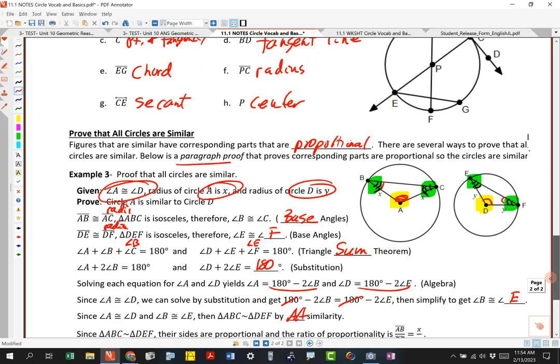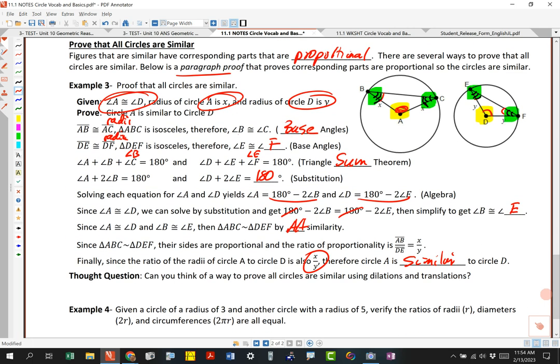I guess so. I'm going to come down here and I'm going to show you a different way. So the thought question says, can you think of a way to prove that all triangles are similar using dilations and translations? So here's what I'm going to do. I'm going to take this circle A and I'm going to translate it so A is right on top of D. So I'm going to put them right on top of each other. I'm going to make them have the same center.